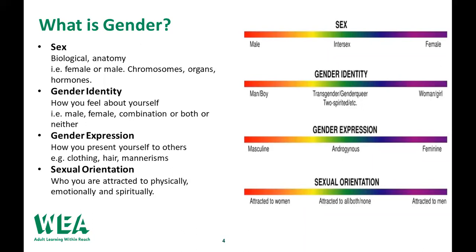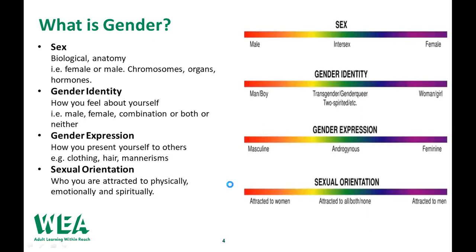And the other way gender can be expressed is externally. So individuals can present themselves in a certain way, with their clothing or hair or mannerisms. So we call that the external expression. And then a few other terms is sexual orientation. So sexual orientation is how you are attracted to someone physically. And then you have the sex, which is the physical anatomy.